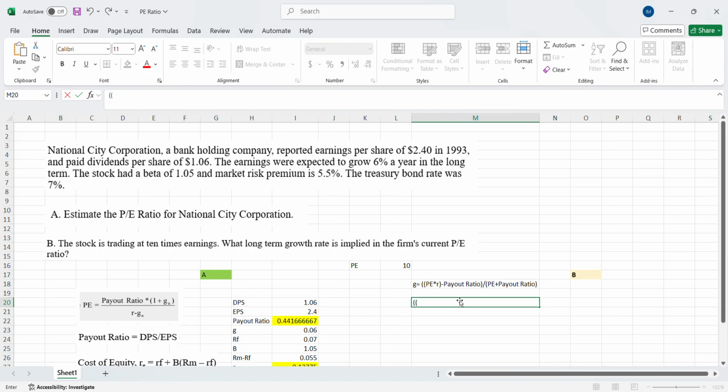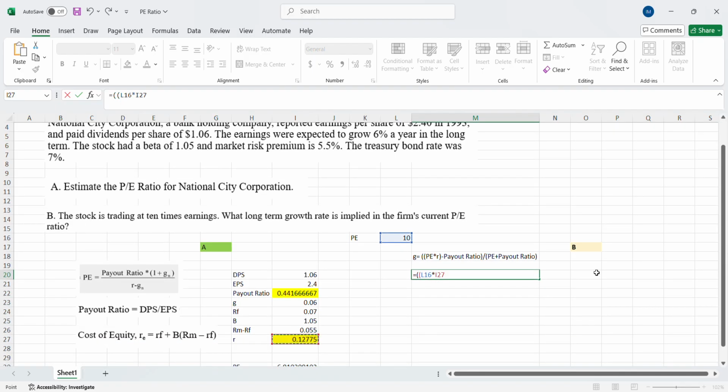So we have two parentheses, price earning multiplied by R. So our price earning ratio is 10 now, right? Okay, let's calculate. First you have to give equal sign, and then our price earning ratio is P, then multiply by R. Our R is here, then close the parenthesis, minus payout ratio. Our payout ratio is here, close the parenthesis.